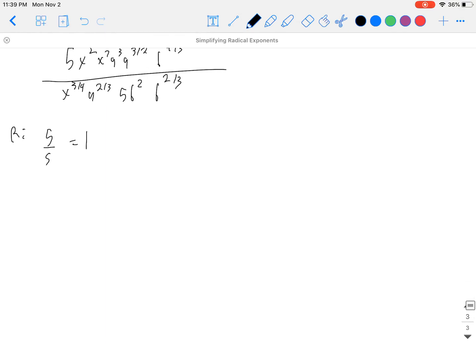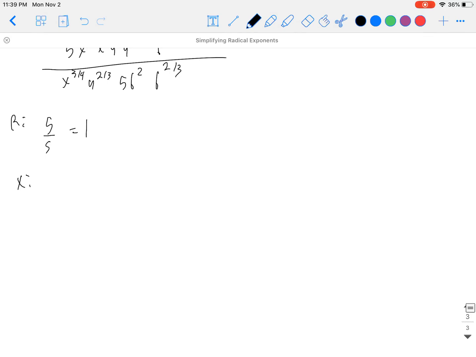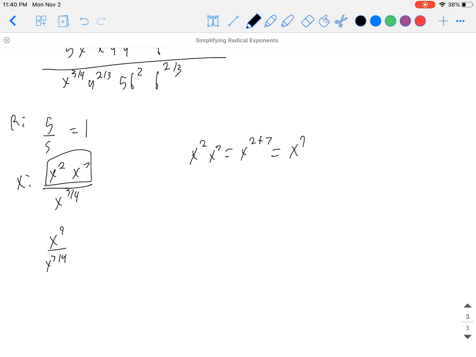Next, let's take the x's. So we have for the x's, we have x squared times x to the 7th divided by x to the 3 over 4. So here, we can use the product rule to simplify the numerator, as we have x to the 2 times x to the 7th equals x to the 2 plus 7 equals x to the 9th. Giving us x to the 9th over x to the 3 over 4.